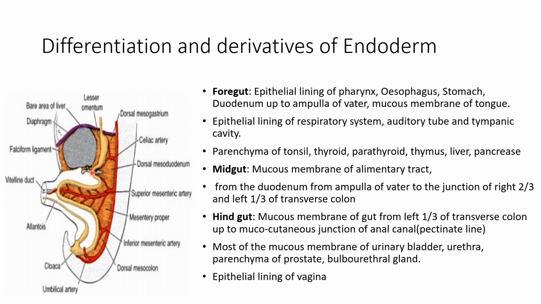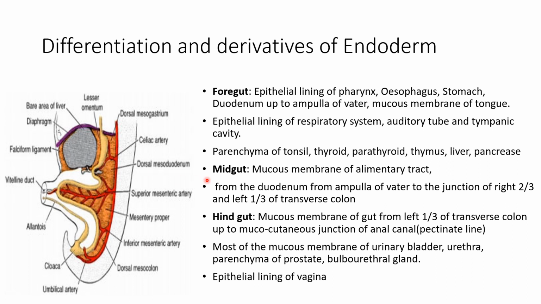Also the mucous membrane of the tongue develops from the foregut, and in the foregut along the ventral aspect we have the laryngotracheal groove from which the respiratory system develops. Then the auditory tube and tympanic cavity also develops from foregut. Okay, so these are the derivatives of foregut.